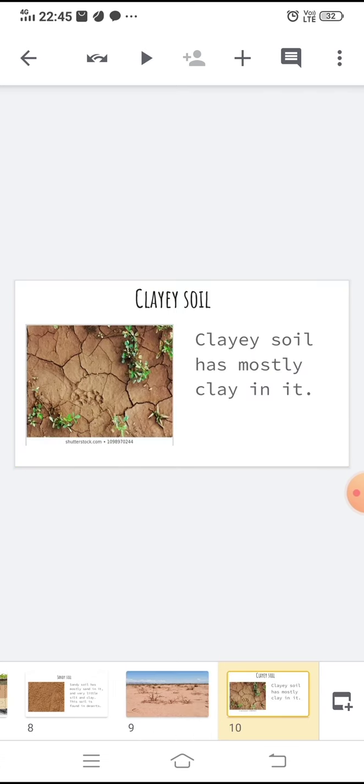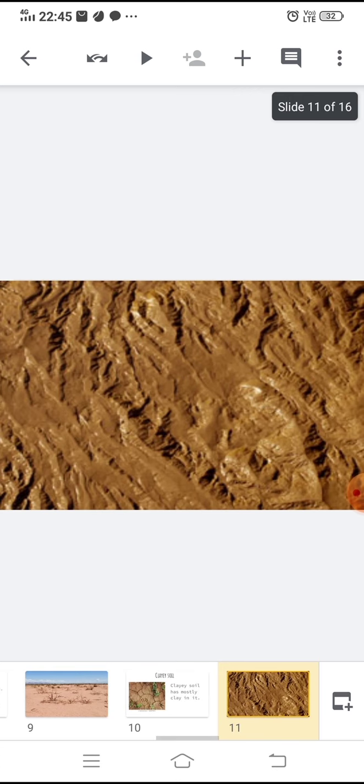Second one, clayey soil. Clayey soil has mostly clay in it. We can see that clay holds water better than sand, thus making the soil sticky and wet with very little space for air. So, this soil is also not suitable for the plants to grow.